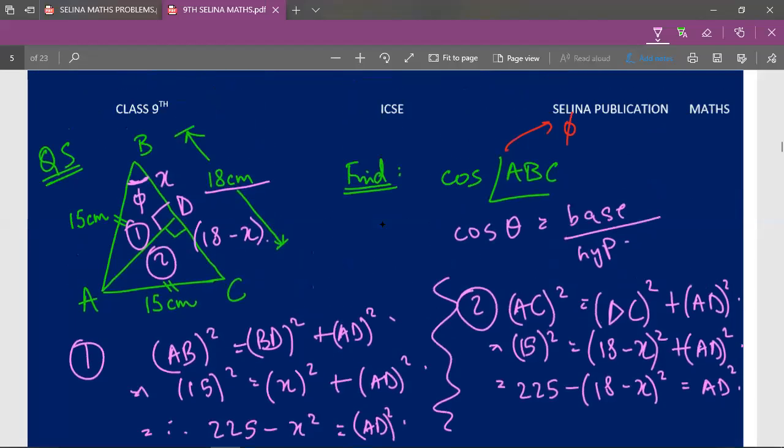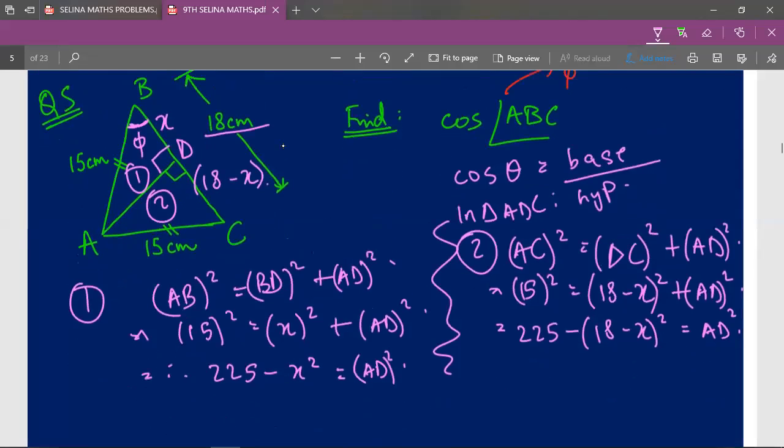Then in the second part, that is in triangle ADC, we have to find the perpendicular also. In this part of the triangle also, we have to find the perpendicular. In doing so, we'll apply the Pythagoras theorem. AC whole square, that is our hypotenuse whole square, is equal to DC whole square, that is our base whole square, plus AD whole square, that is our perpendicular whole square. So AC is equal to 15. So 15 whole square is equal to 18 minus x whole square, plus AD whole square, which is our perpendicular P. And it is not given to us, so we'll assume it as AD whole square.